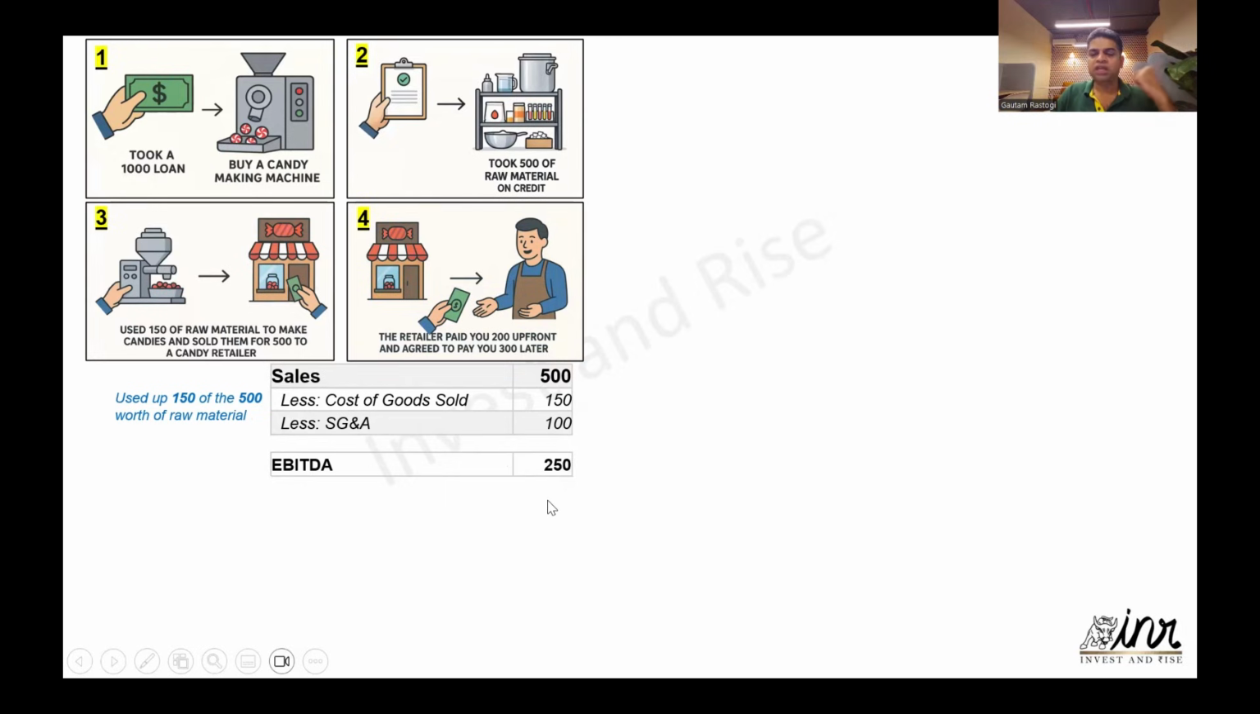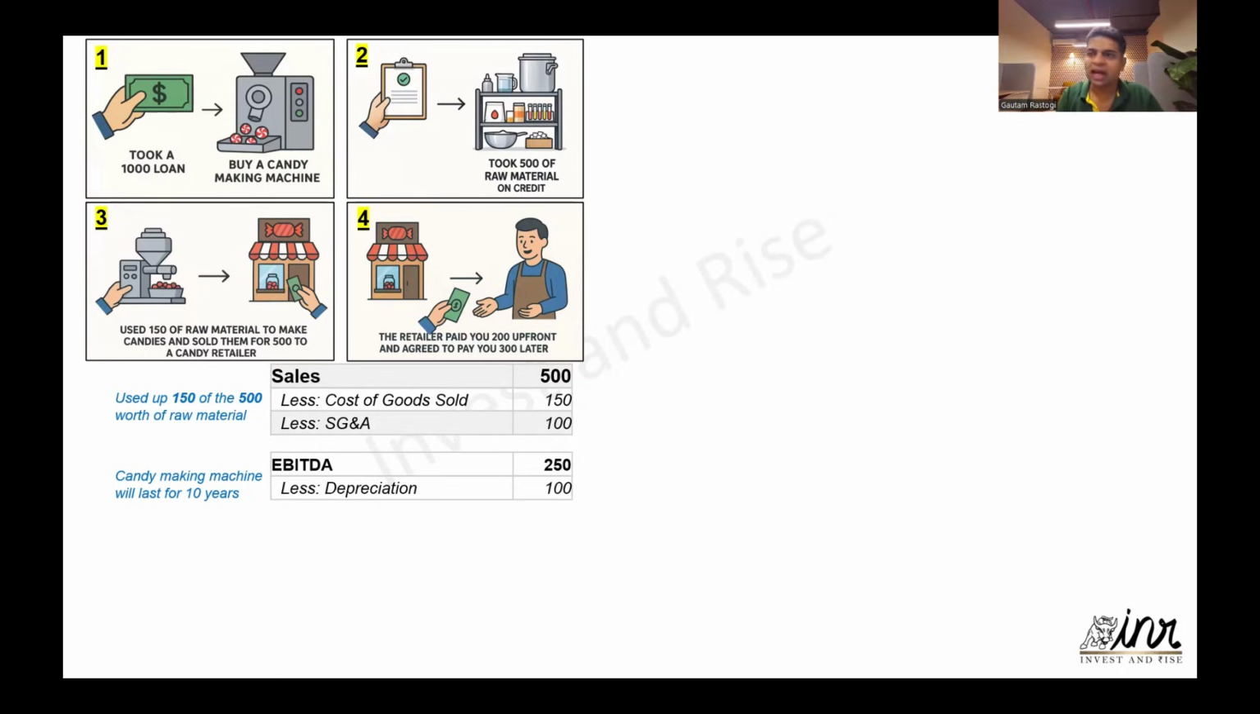Now let's move forward with the cash flow statement. Since the candy making machine that you purchased using the 1,000 rupees loan will last, let's say, 10 years, the annual depreciation is 100. What is depreciation? You are able to spread the upfront cost of the machine. Depreciation means you can spread the upfront cost of the machine over the useful life of the machine. So the 1,000 rupees you purchased it for.